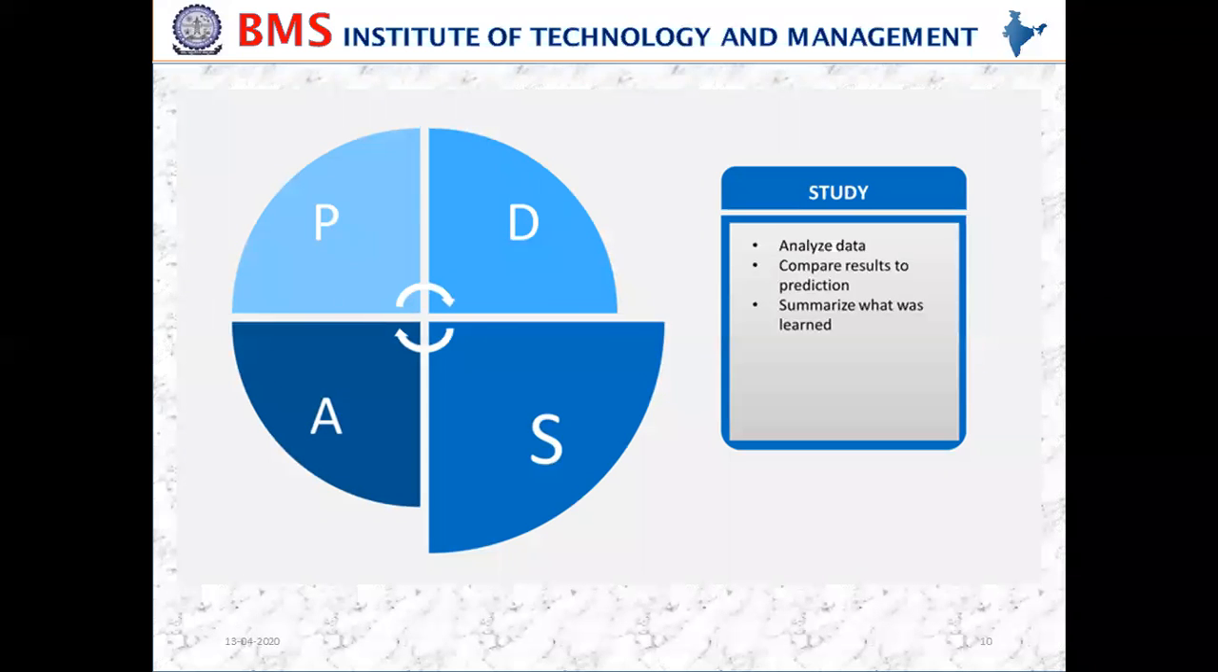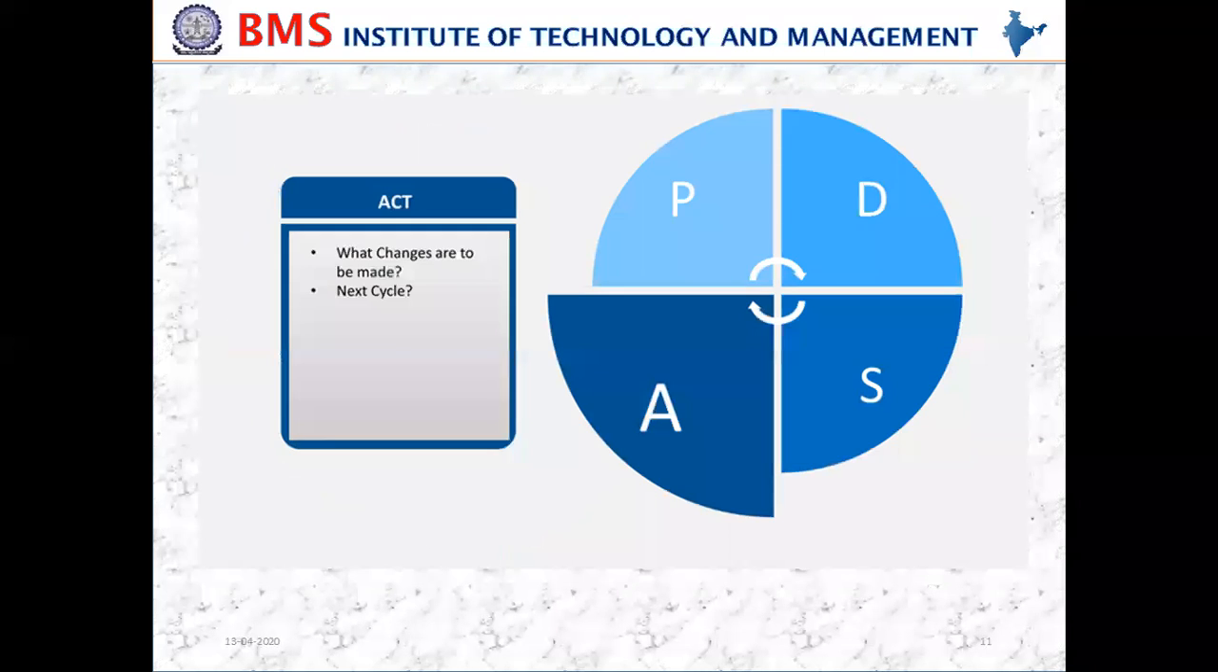So that is summarizing what was learned from studying the results. Next, after studying the results, we are going to act on that. That means what changes are to be made, what improvements have to be made in the plan. The plan which you have done and the results which you have got might be different. So in order to improve the plan, what changes have to be made needs to be checked out.